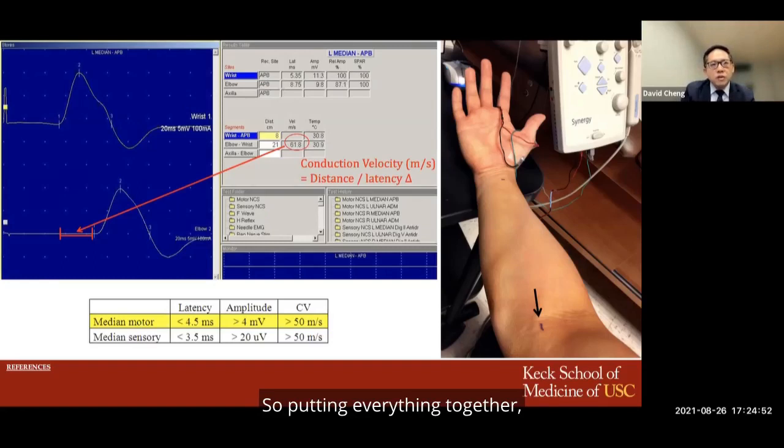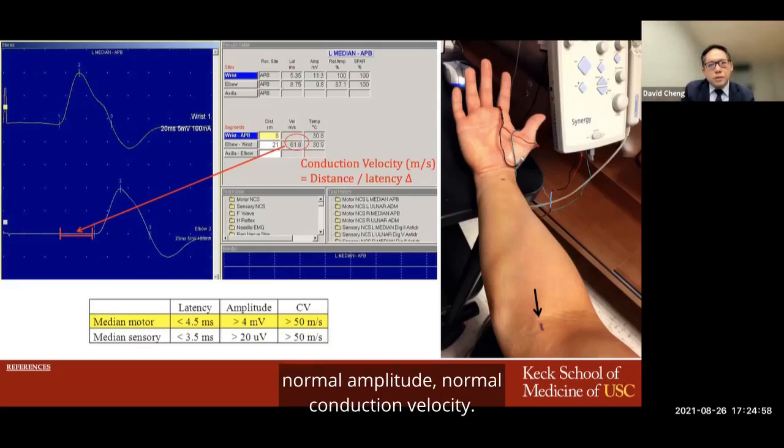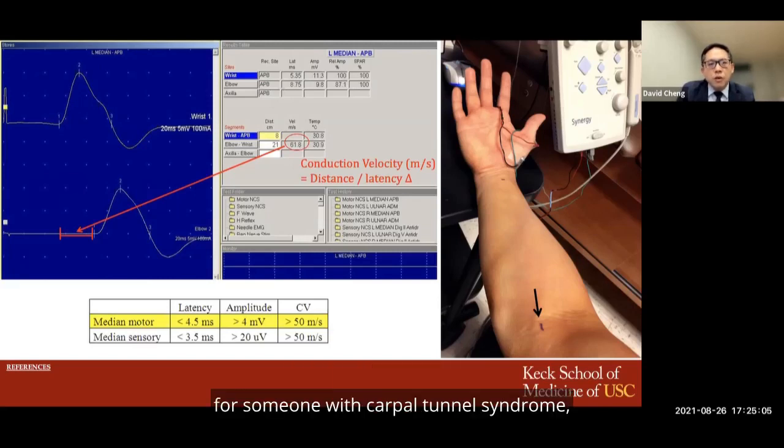So putting everything together, we know that there is prolonged motor latency, normal amplitude, normal conduction velocity, and this is a very classic textbook finding for someone with carpal tunnel syndrome or motor median neuropathy at the wrist.